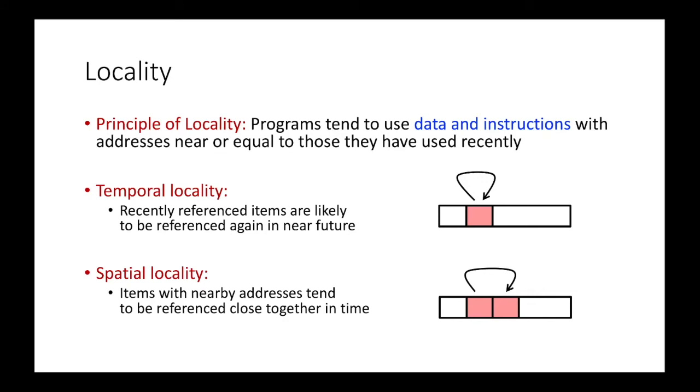The principle of locality says that programs tend to use data and instructions with addresses near or equal to those they have used recently. There are two types of localities, temporal locality and spatial locality. Temporal locality means that recently referenced items are likely to be referenced again in the near future. And spatial locality means that items with nearby memory addresses tend to be referenced close together in time.